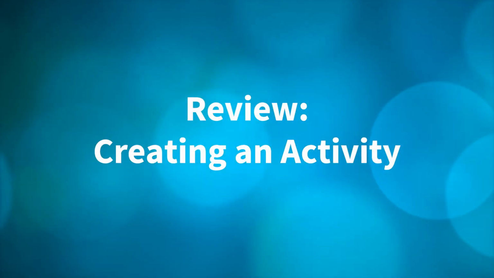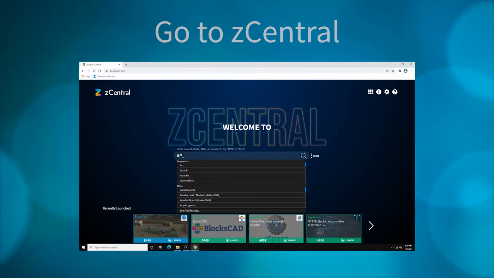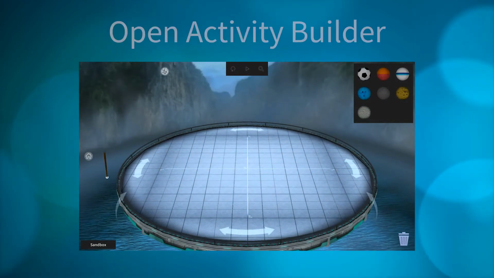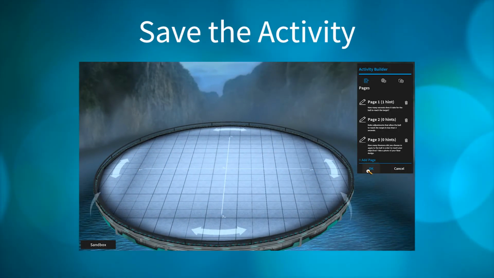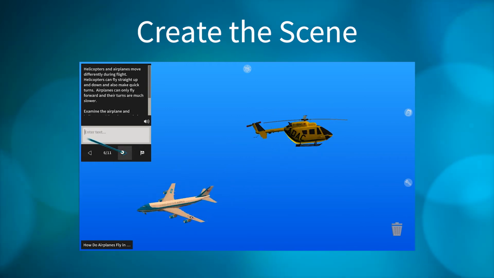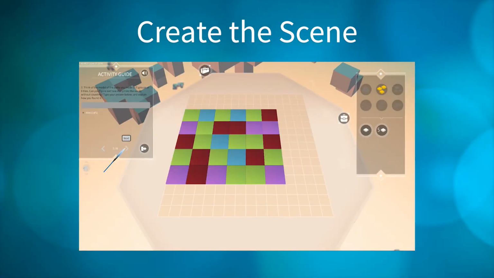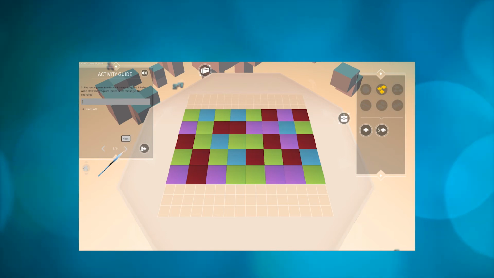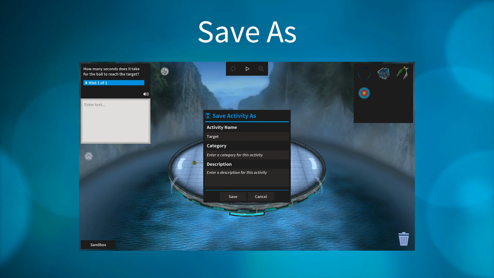Okay, so let's review the steps for creating an activity. I go to zCentral, open the sandbox, open Activity Builder, add pages, and save the activity. I then create the scene the way I want students to see it. If I am working in Studio or Euclid's Shapes, I can create multiple scenes and attach them to the pages in Activity Builder. I save the activity by selecting Save As from the Home menu.